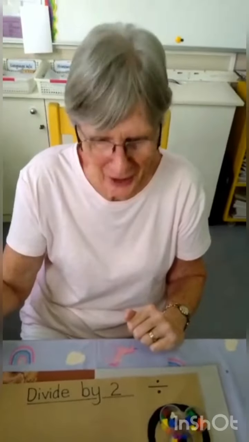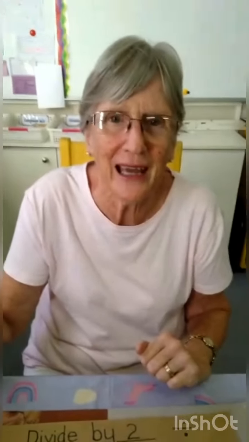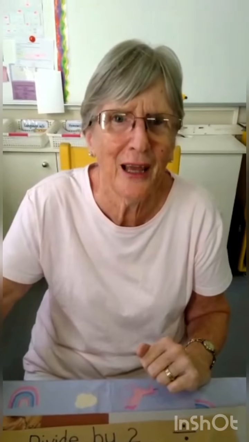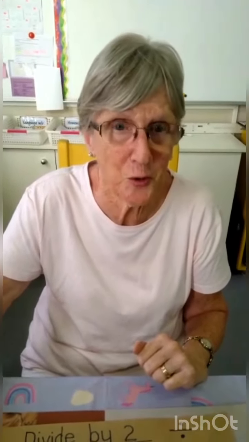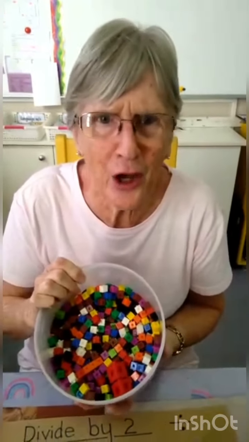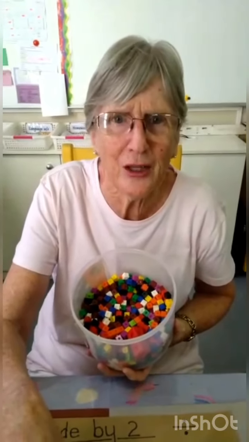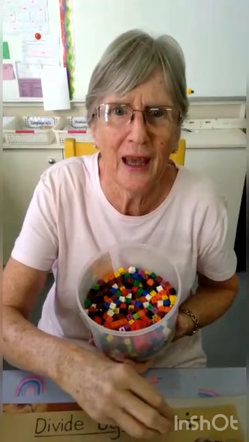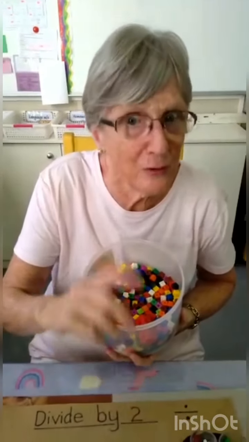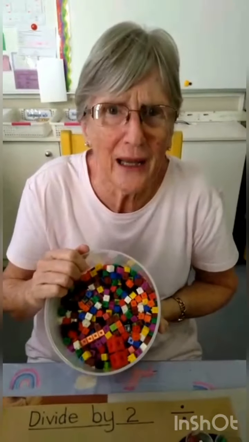Right. This is a lot of fun. And you can do your own sums. Get mom or dad or your brothers or sisters or someone to write some divide by 2 sums. And you can get a tub of Lego and you can divide your Lego into groups of 2. And remember, it must be even. You can have lots of fun. You can use your Lego pieces.